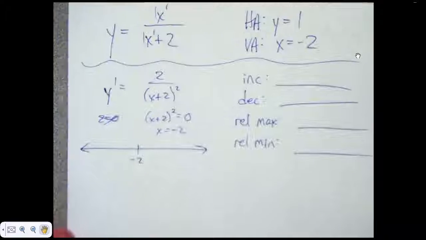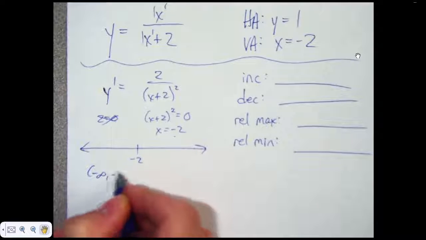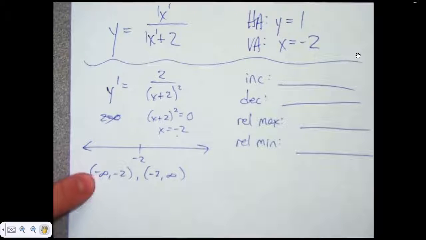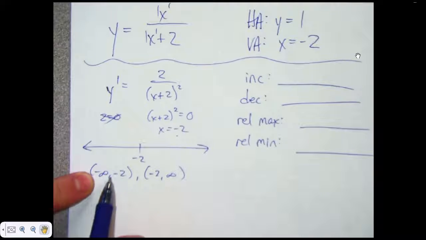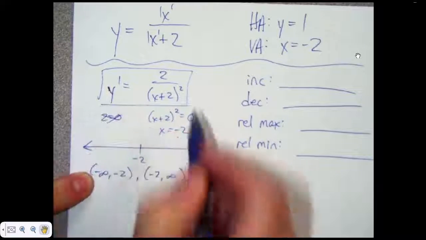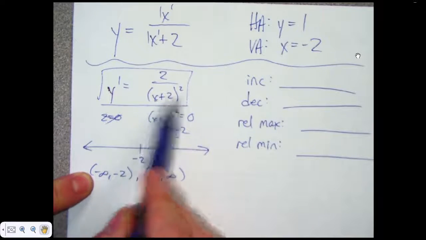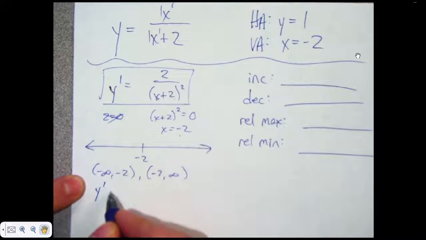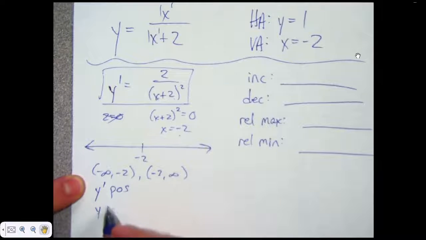So I'll do my number line, set up my intervals. You're picking a point from that interval, and you're plugging back into which level? First derivative. You plug back into the level that you got the point from. So if I pick -10, I plug -10 in here, and so I plug it into the bottom and square it, it's going to be positive. 2 divided by positive is positive. So y prime is positive, which means y is increasing.